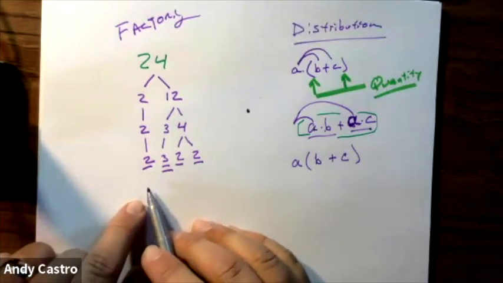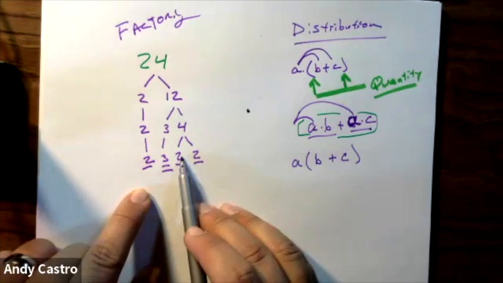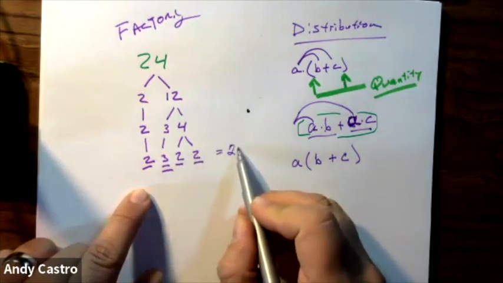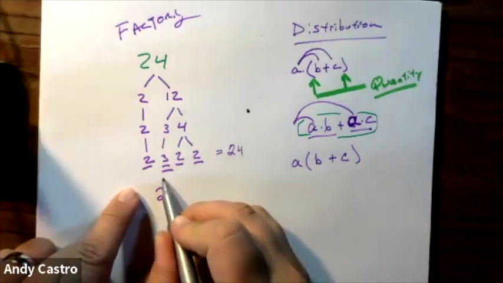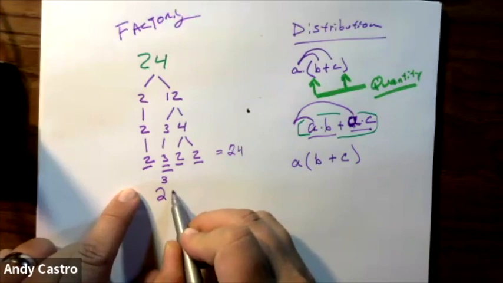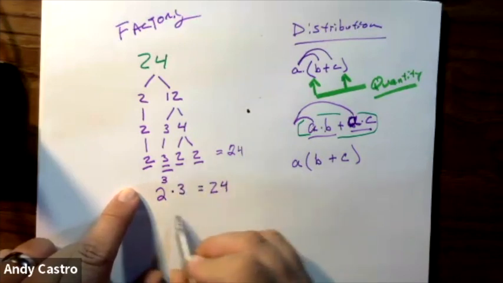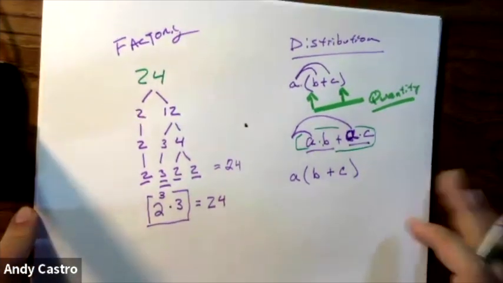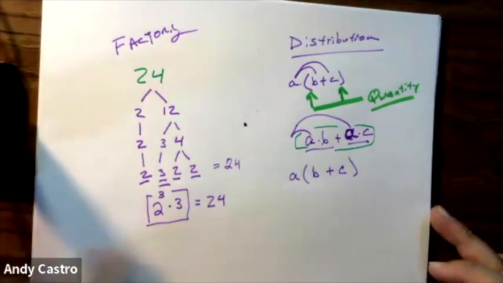So in my calculator, if I were to do 2 times 3 times 2 times 2, that would give me 24. And so the way that we would write that is we have 2 to the third power times 3. That equals 24. These are the prime factors of the number 24. Okay?